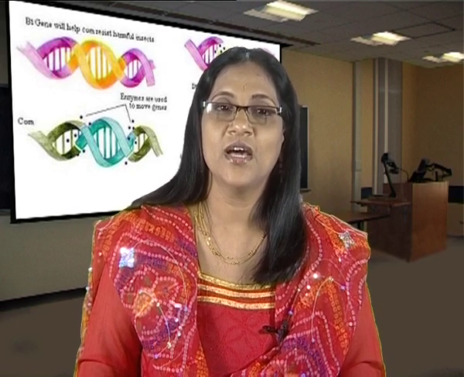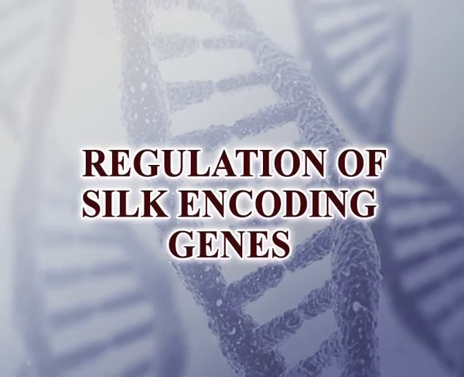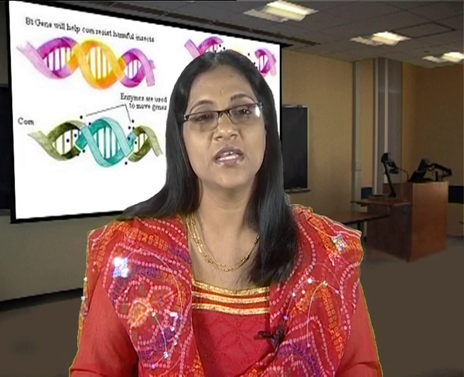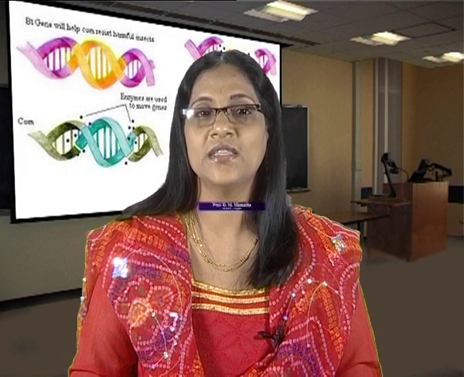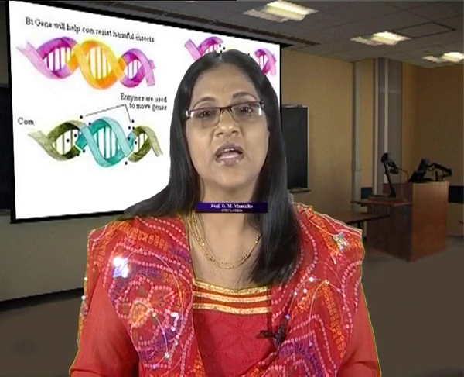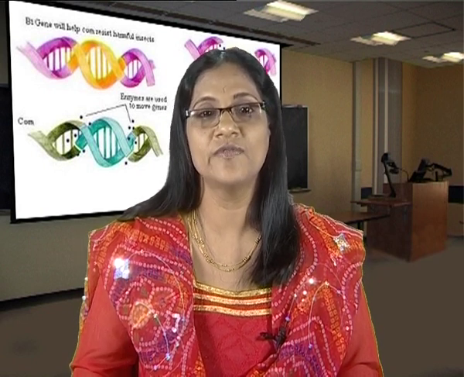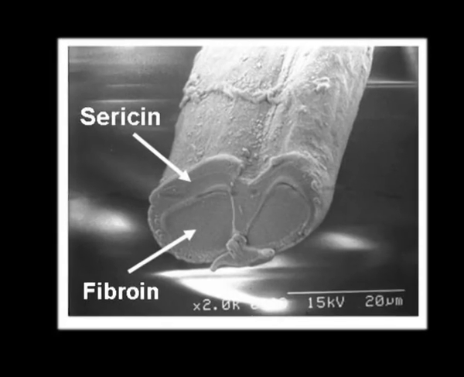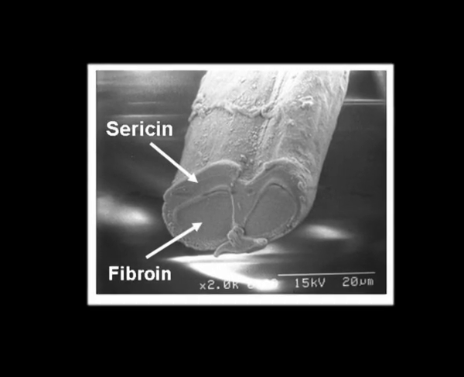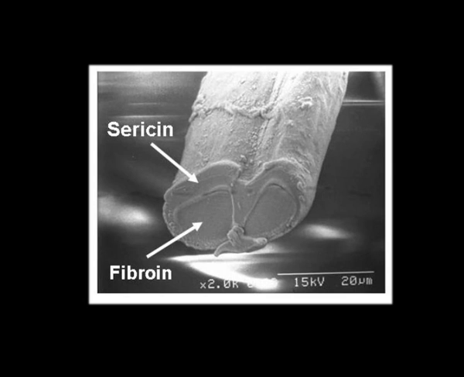In this session, we are going to see the regulation of silk encoding genes. Before we go into this one, let's see how silk is formed, and later we can see the genes that control the silk formation. Silk is a continuous strand of two filaments cemented together forming the cocoon of silkworm, the Bombyx mori. Silk filament is a double strand of fibroin which is held together by a gummy substance called the silk sericin or silk gum.